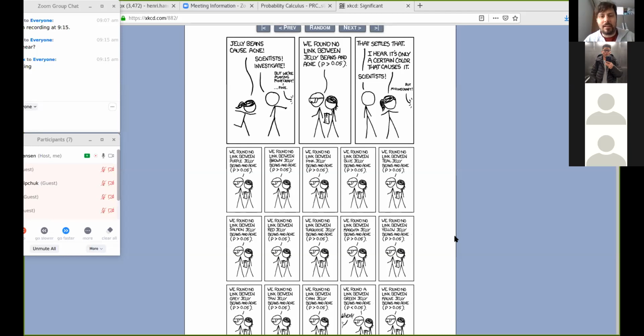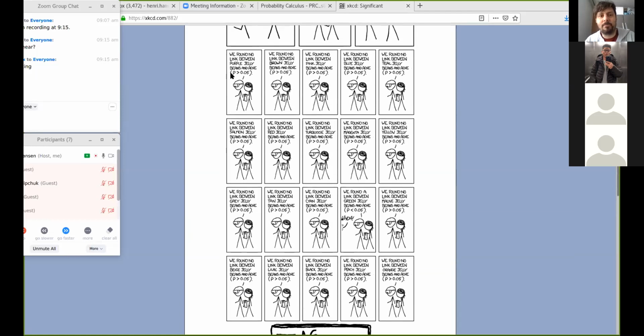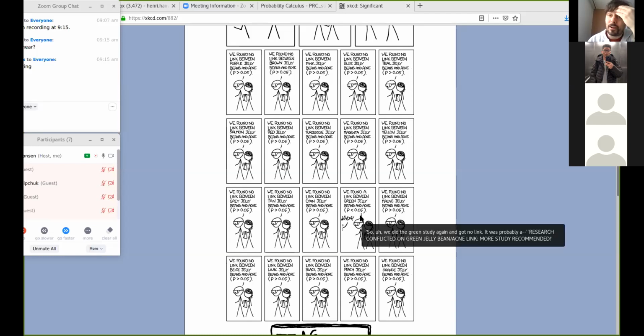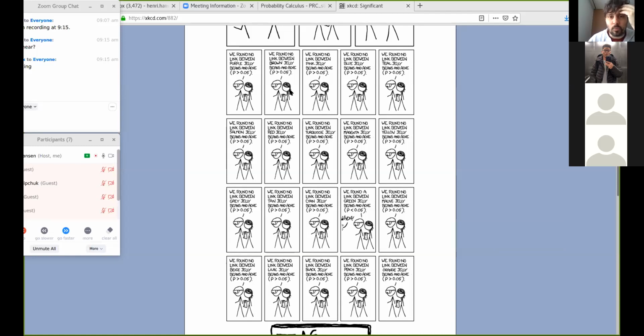Then they test with different colors like purple, brown, pink, blue, teal, salmon, red, and so on. And then there's this one: we found a link between green jelly beans and acne, p smaller than 0.05. If you're careful, you see there are 20 panels here, and 1 in 20 on average will produce, if you do many enough of these tests, a result that is in the critical region, even though there is no difference.